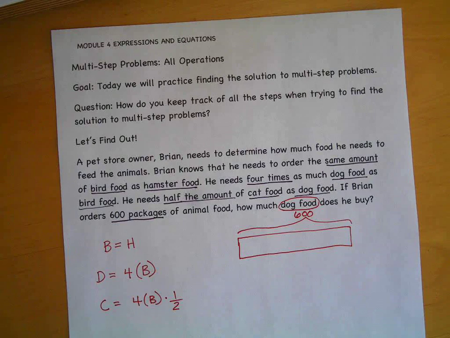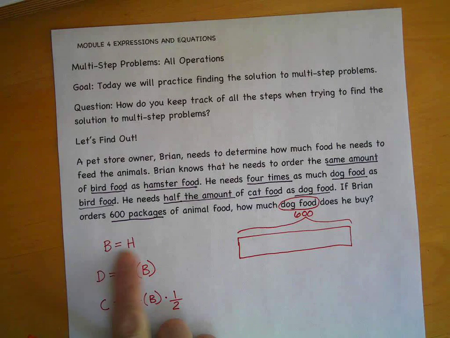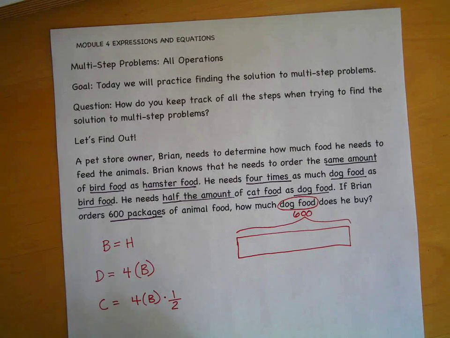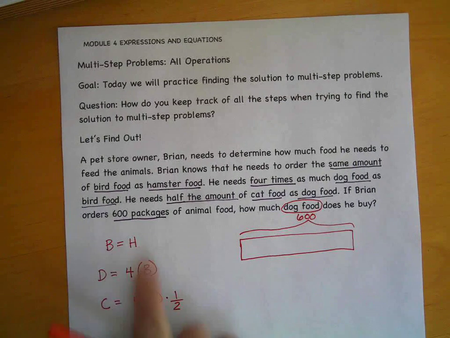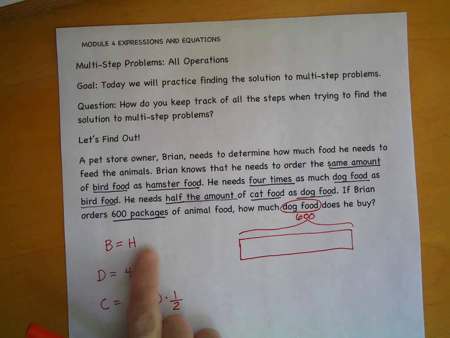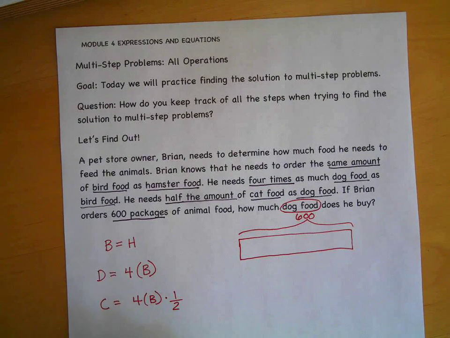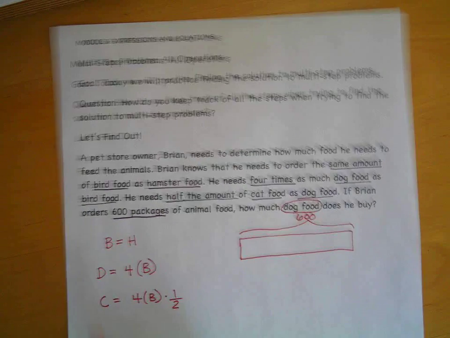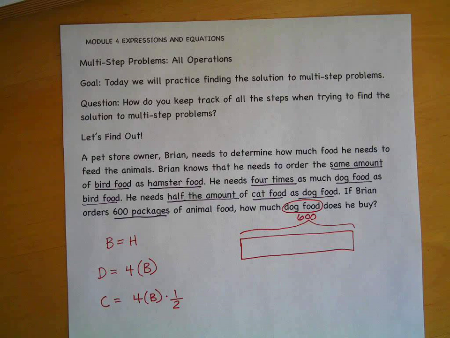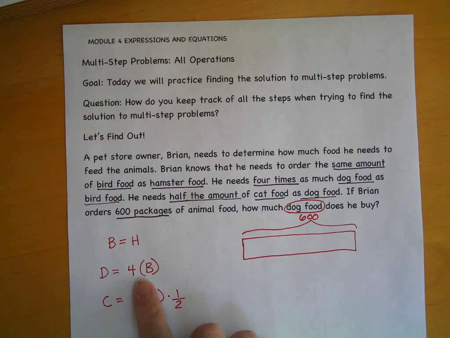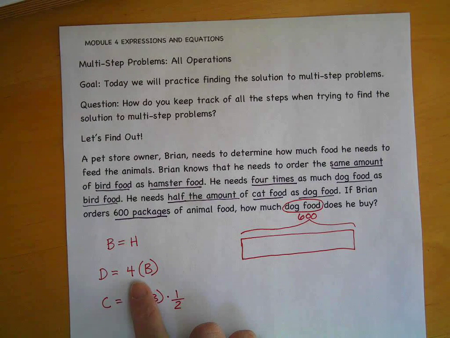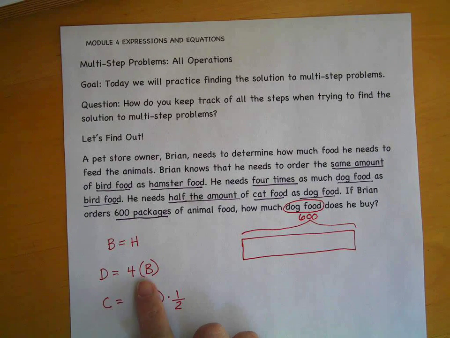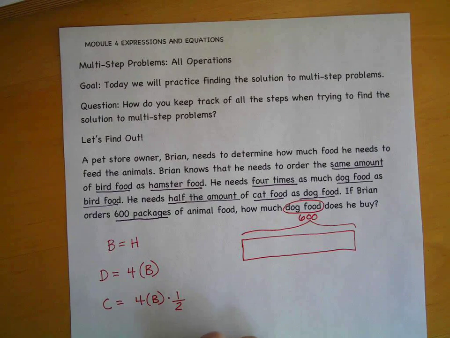So basically, what we could say, because the bird and the hamster food is exactly the same, is that if we're buying hamster food and bird food, we know that there are 2 of them. So we know that basically there are 2 of the bird food because the bird food and the hamster food are together. And so then what we have is the dog is equal to 4 of the bird's food.